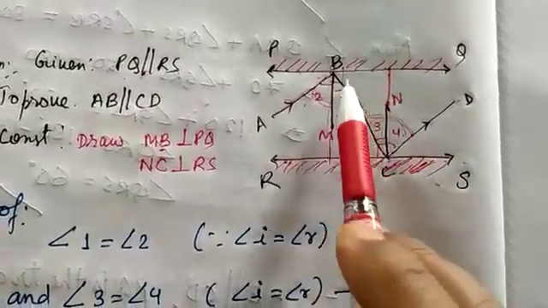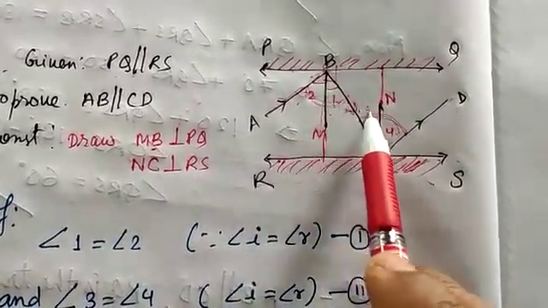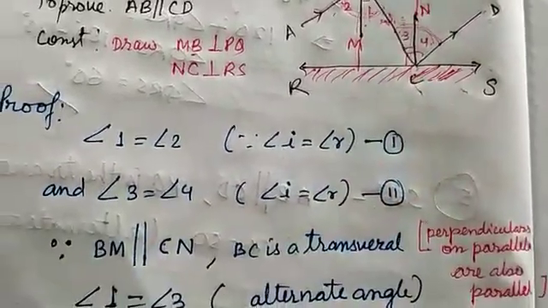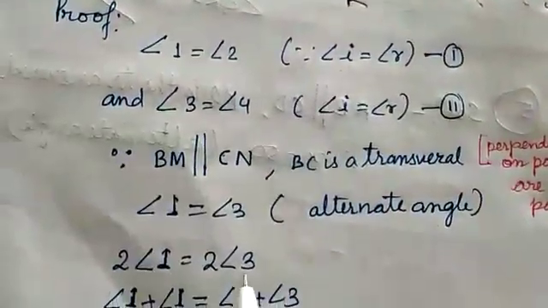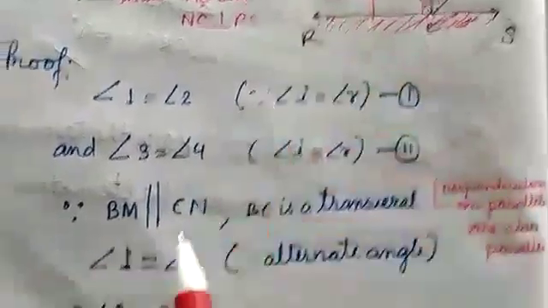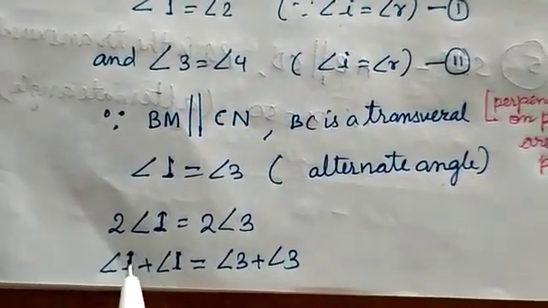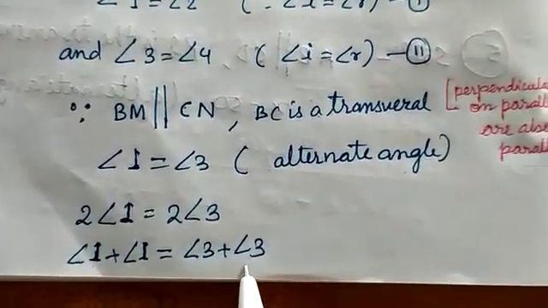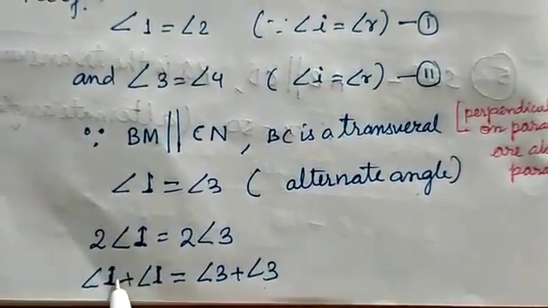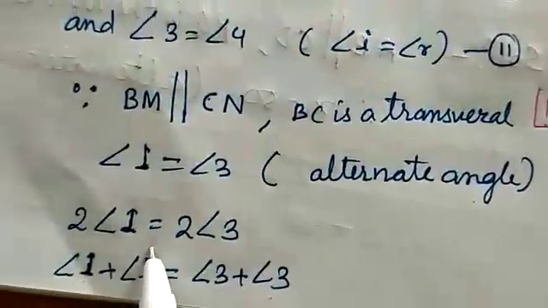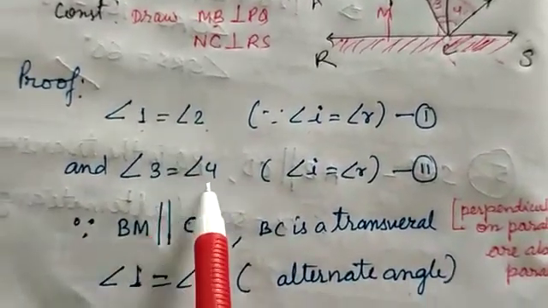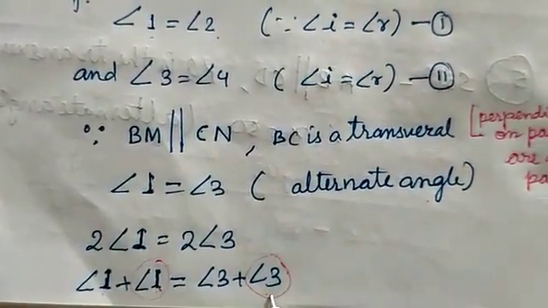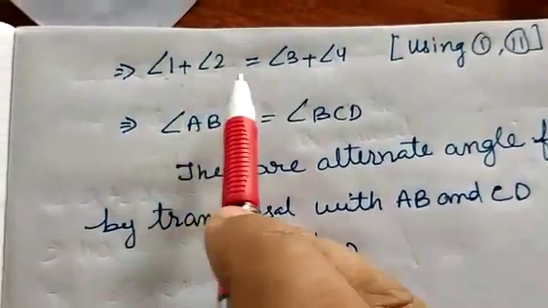If these two are parallel and this is a transversal, then these angles are alternate interior angles. Angle 1 is equal to angle 3. I wrote alternate angles. But I need complete angles. So what I have done, I multiply both sides by 2, so that I have 2 times angle 1 plus angle 1, and 2 times angle 3 plus angle 3. So I left this one, and this one I am going to replace with this 2. We can see 1 plus 2. Why? Because 1 I replace with 2 and 3 I replace with 4. So ultimately 1 plus 2 is equal to 3 plus 4.